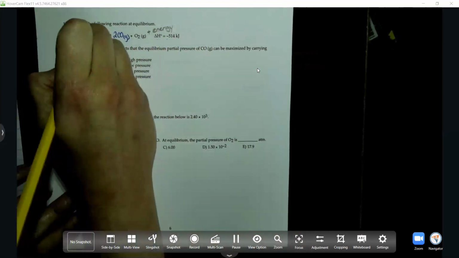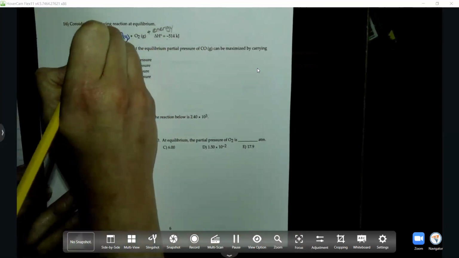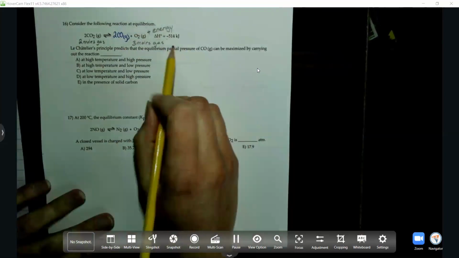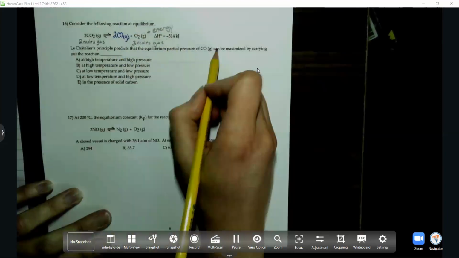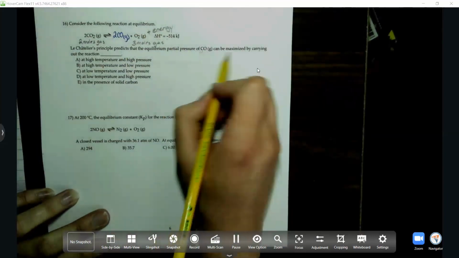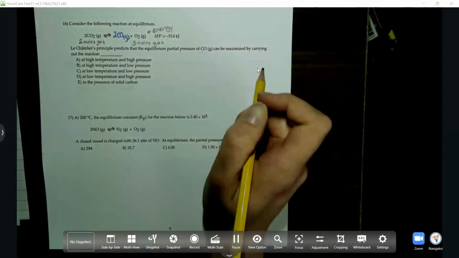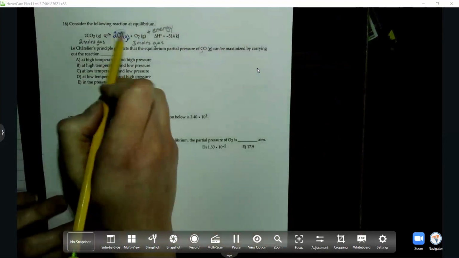And then we're going to look at the number of moles of gas. We have 2 moles of gas, and then over here we have 3 moles of gas. All right, so we want to maximize the concentration of CO2 at equilibrium. So in order to do this, we need to shift our reaction towards CO2.